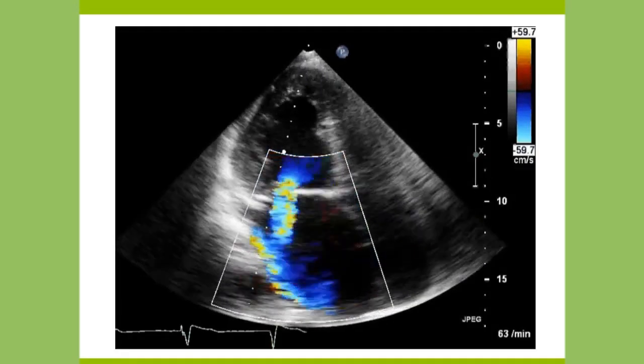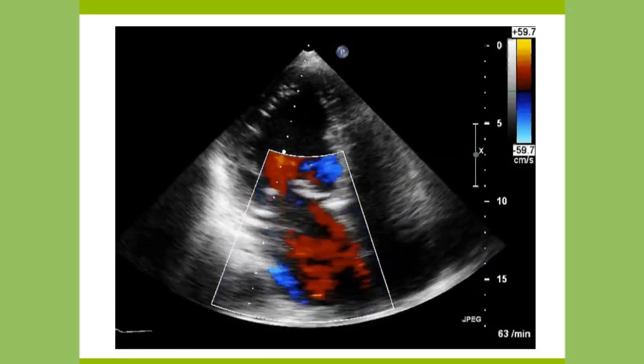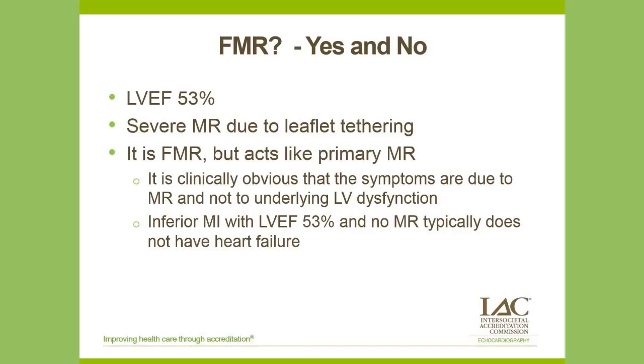It's kind of interesting. You can see the MR here. There's a lot of MR. We did all the measurements and confirmed that it was severe. And what I want to point out is this person kind of has functional or secondary MR, and they kind of don't. So they do because their EF, although it's 53, their MR is clearly due to tethering of P3, the posterior medial scallop. But although it is secondary, it acts like primary because it's obvious that the symptoms are due to the MR and not the underlying LV dysfunction.